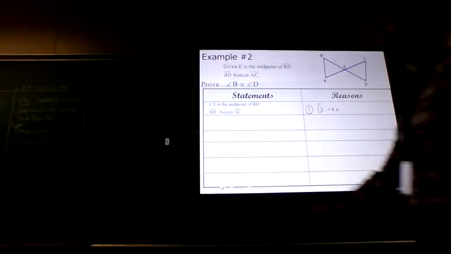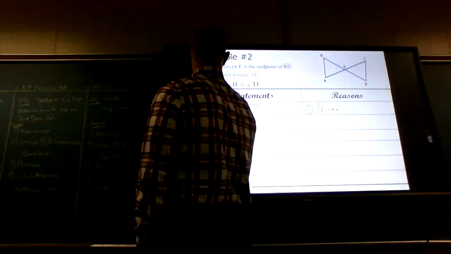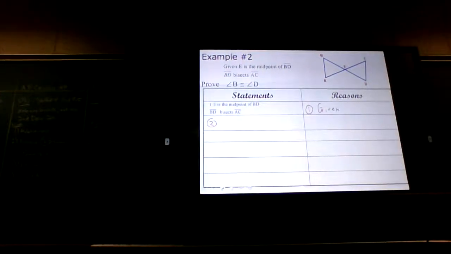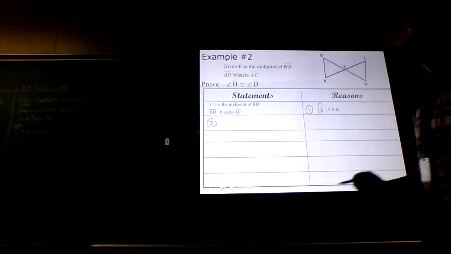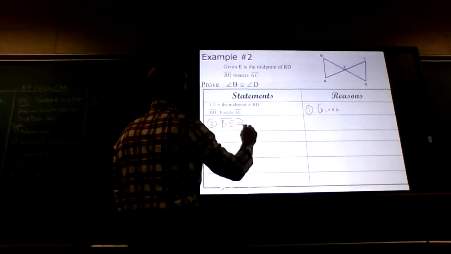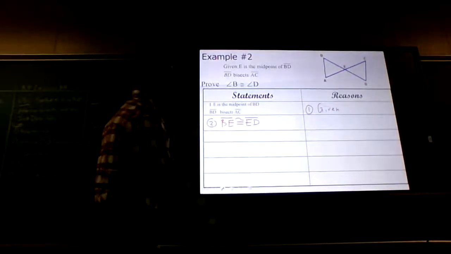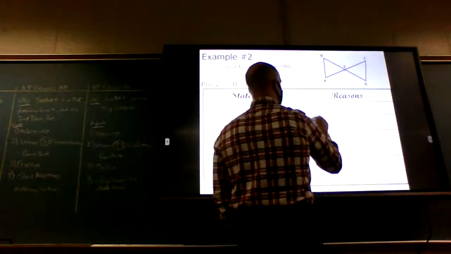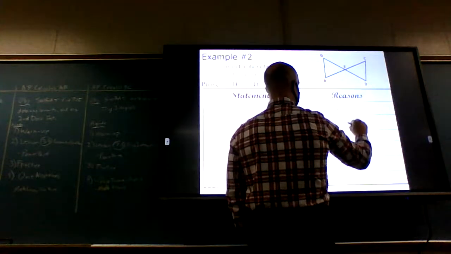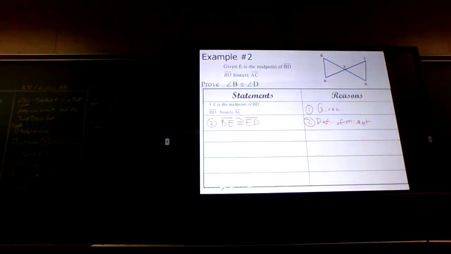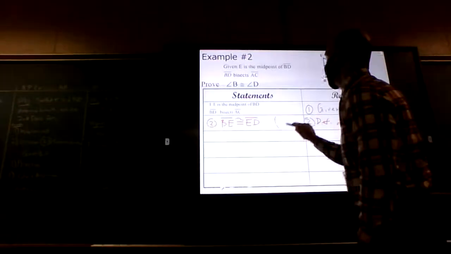I'm going to put step 2. It says that E, this point right here, is the midpoint of BD. It's the midpoint of BD. BE is congruent to what? ED. Why? We just did it over there on the warm-up. Definition of midpoint. They told us it was a midpoint. Okay, so that means that this segment is congruent to this segment. So we got a side congruent to a side. Awesome.